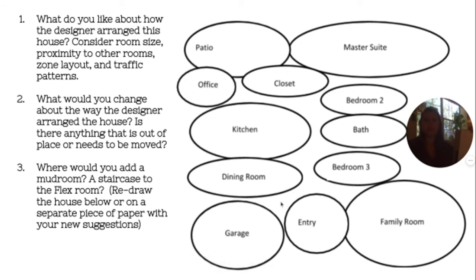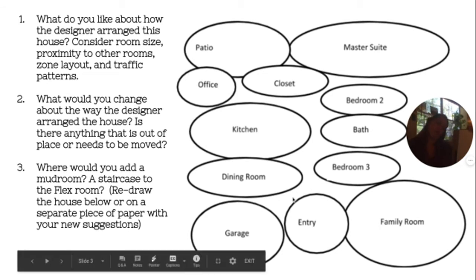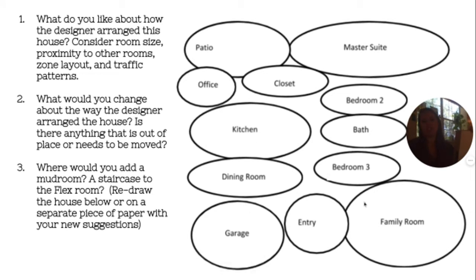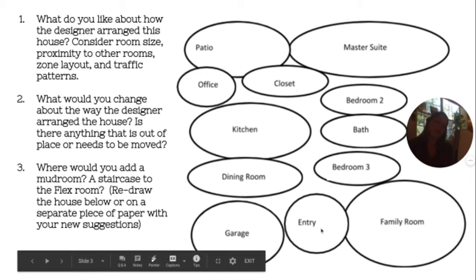Where would you put a staircase to a flex room? Usually a flex room is above a garage, so maybe we could put a staircase right here in this gap up to the garage. Or your flex room could be above dining, kitchen, or family room. Those would be other options. So stairs could go here. It's really common to put stairs in the entryway.